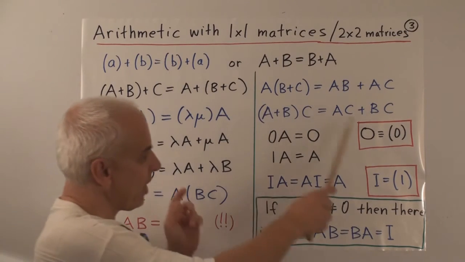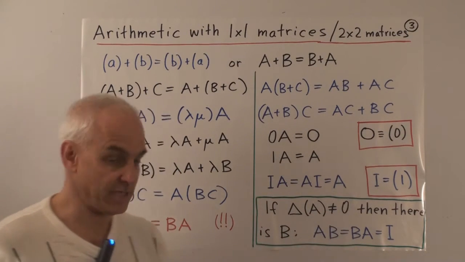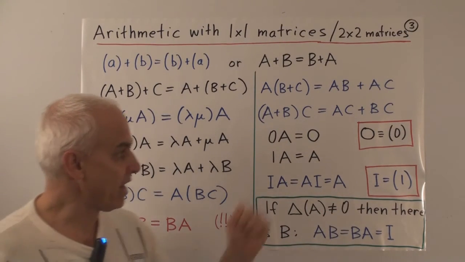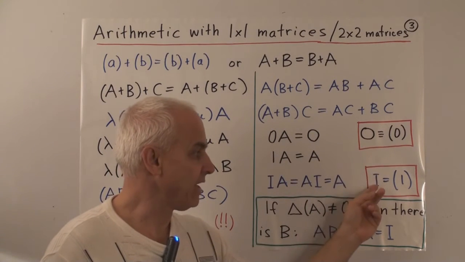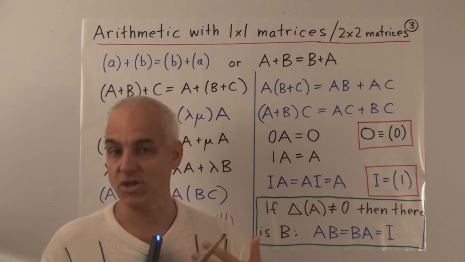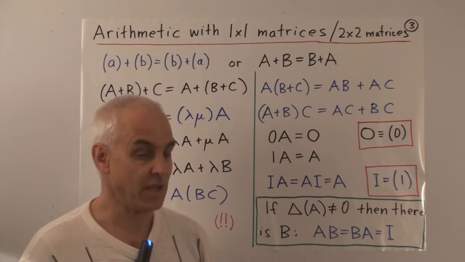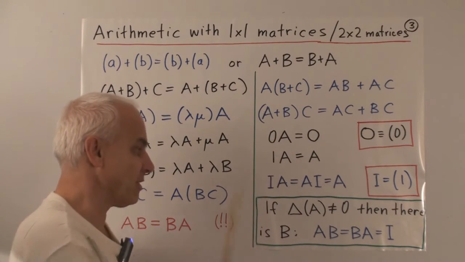Now these also have analogs for 2 by 2 matrices. I'll tell you about them in a minute. But you have to replace these 1-by-1 matrices, of course, with the corresponding 2-by-2 matrices. But when you do that, the same laws are satisfied.